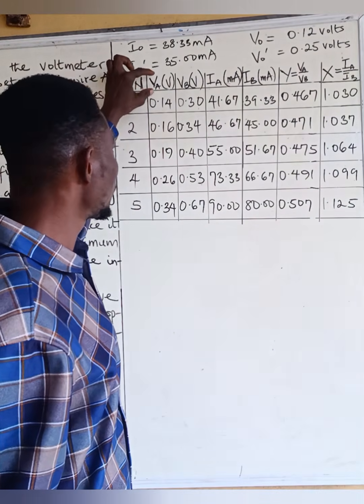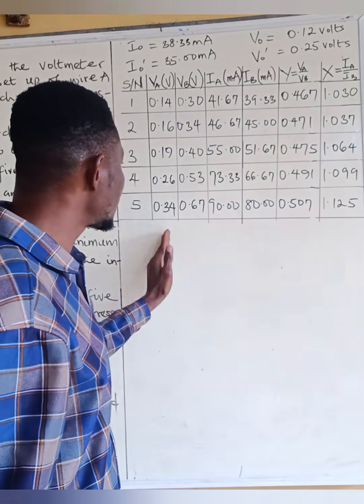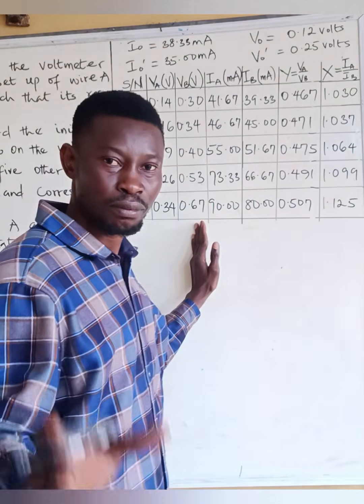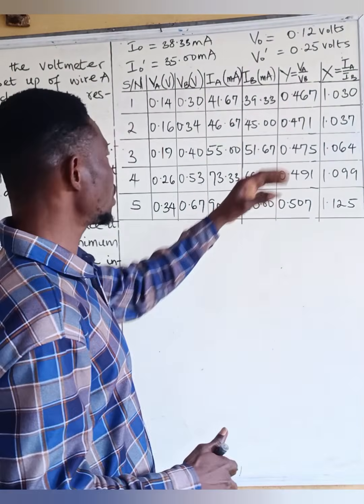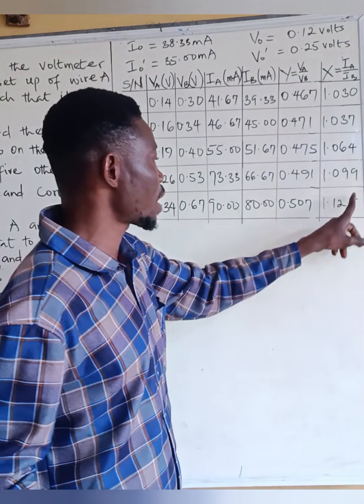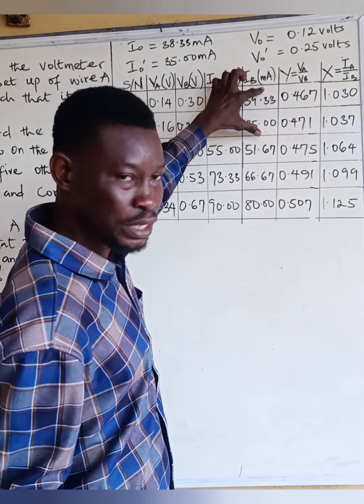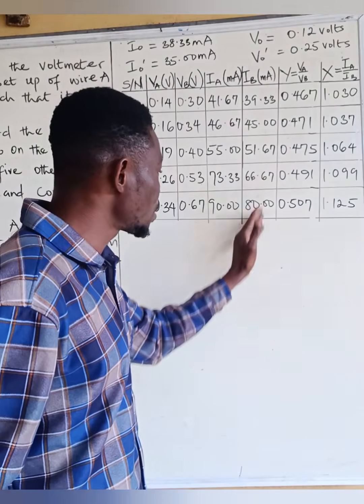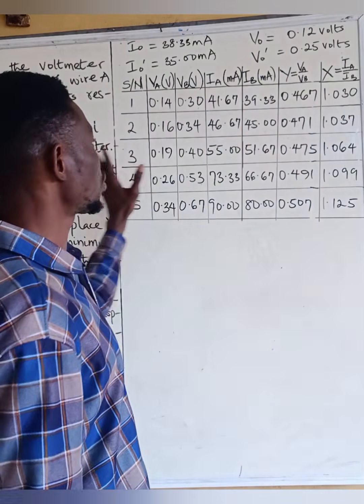I have VA. Remember, you must maintain a uniform number of decimal places in each column. So if you are using 3 decimal places, you should have 3 decimal places in everything. If you are using 2 decimal places for a particular column, you use 2 decimal places for that particular column. So this is what you should have.